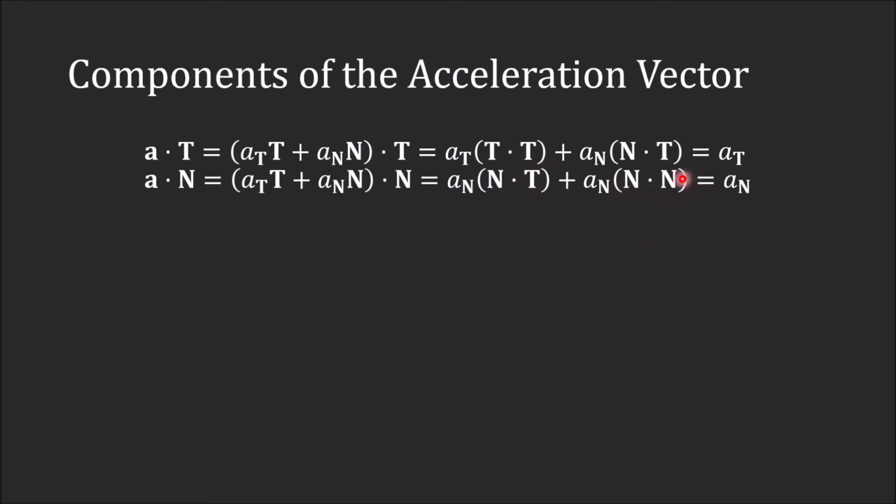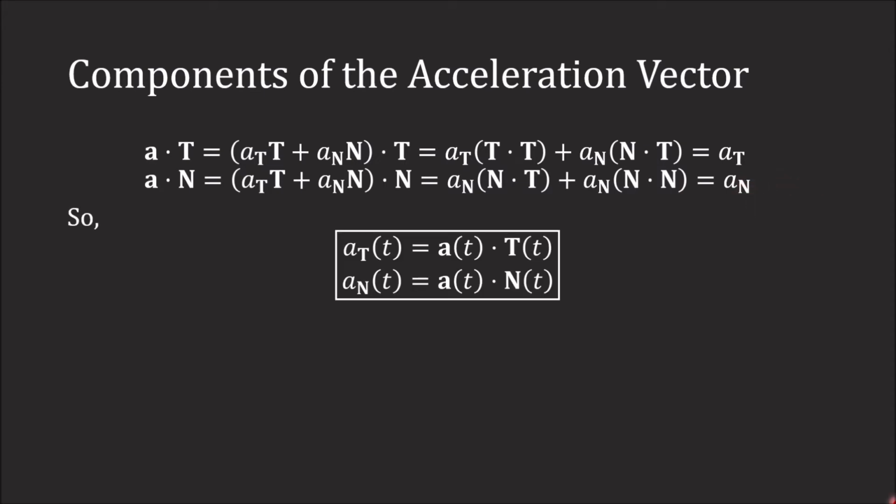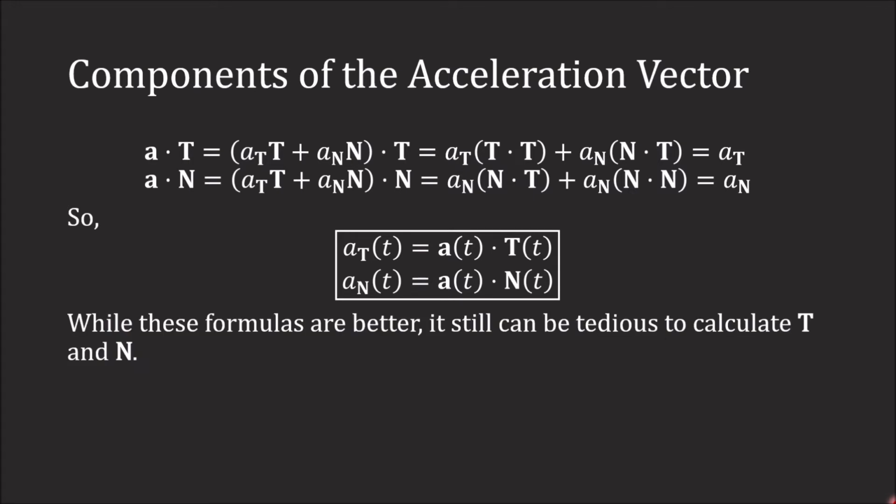This here, again, N is unit, so the product is 1, and we're left with A sub n. So this gives us alternative formulas for A sub t and A sub n. However, it can still be pretty tedious to calculate the unit tangent and the unit normal vectors. So let's see if we can actually do better.